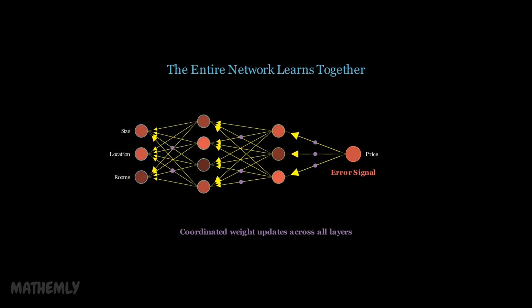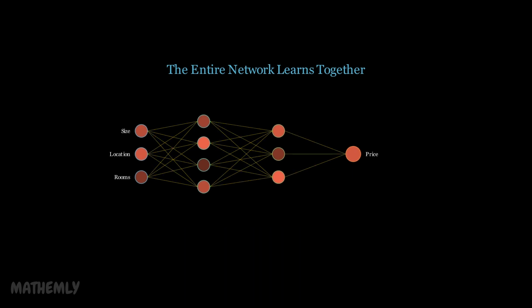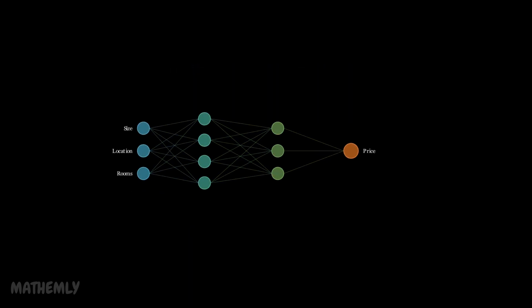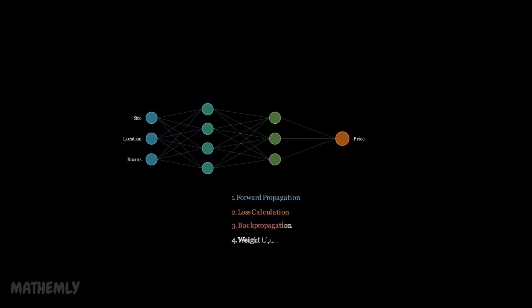This collective adjustment allows the network to reshape its internal representations, how it understands inputs like house size, location, and number of rooms. After many repeated cycles of forward propagation, loss calculation, and backpropagation, the network gradually becomes better at mapping inputs to accurate outputs. Learning doesn't happen all at once. It emerges from many small synchronized updates across the entire network.